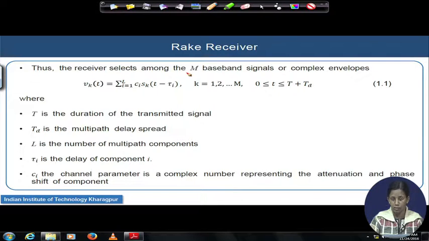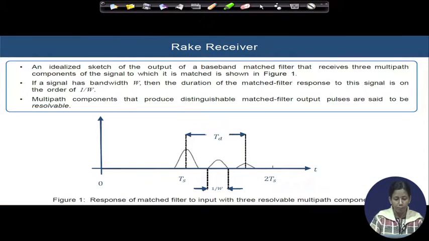In order to decide on that, the Rake receiver should process similarly by varying k from 1 to capital M, that is, all available signals in the set. So, it independently and separately processes all those M signals, then runs the decision over all of them, and decides which of the signals was transmitted. Please remember this equation 1.1, we will refer to this equation again and again in the corresponding slides.